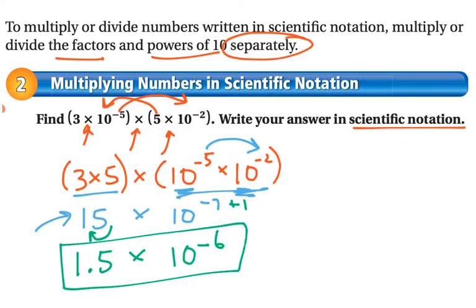So again, multiplication and division, much more straightforward. In essence, we're multiplying the factors, multiplying powers of 10 and simplifying, and the process of rewriting things like addition and subtraction aren't as complex.